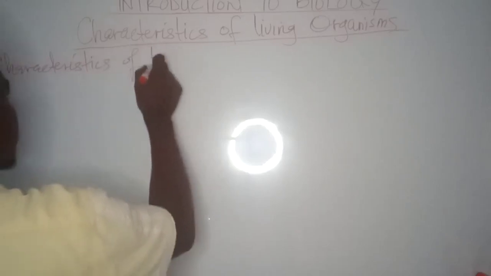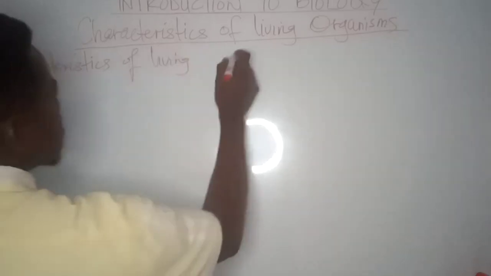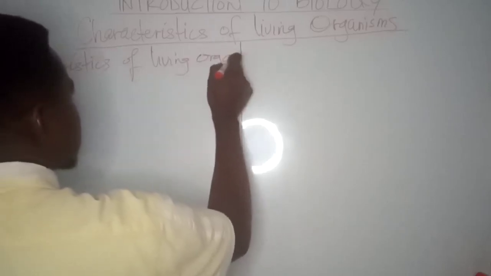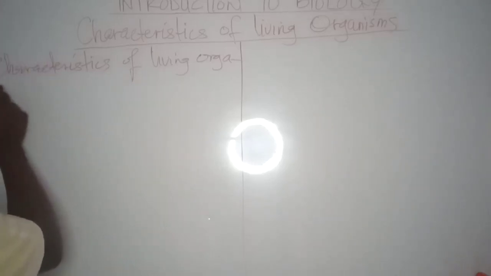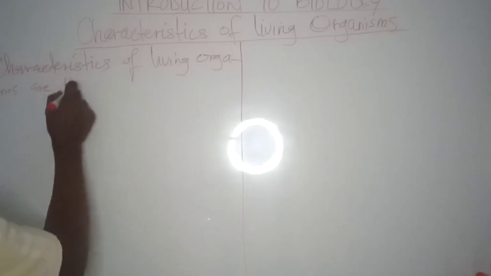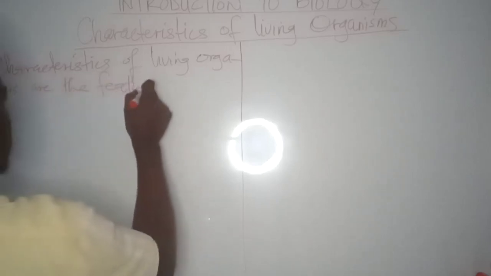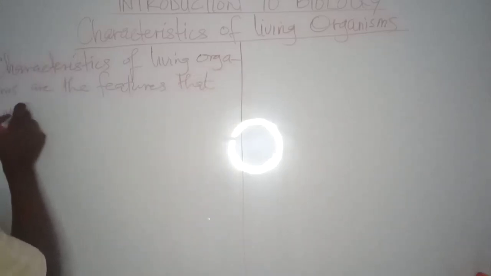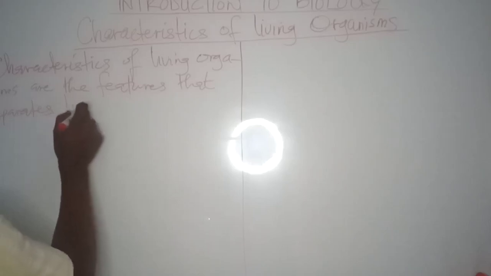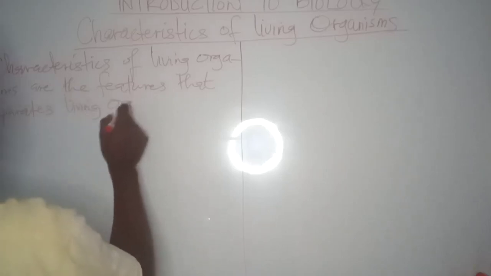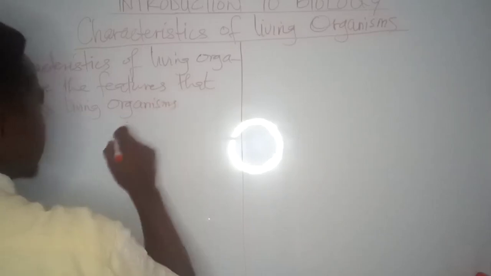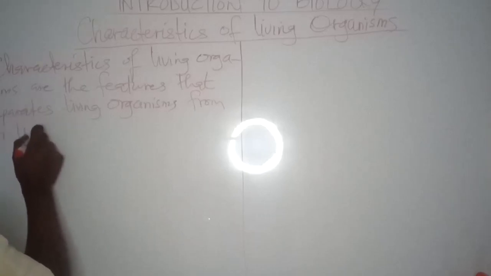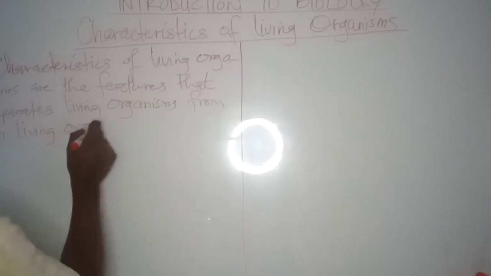Characteristics of living organisms are the features that separate living organisms from non-living organisms.